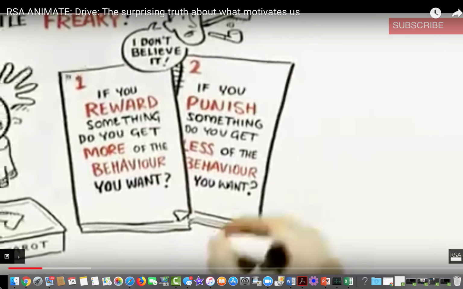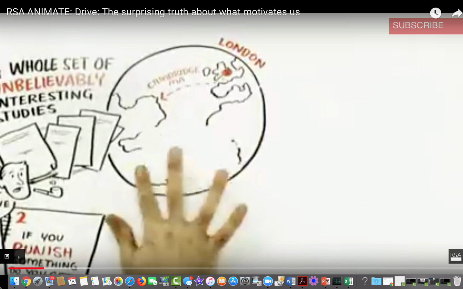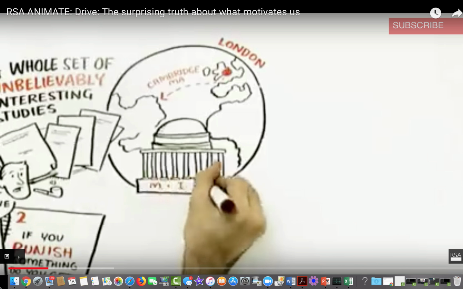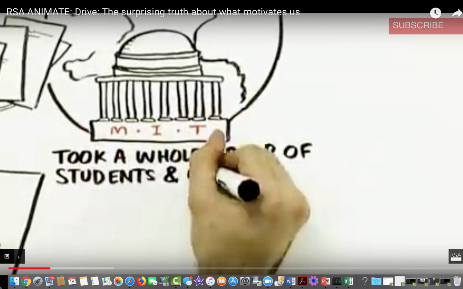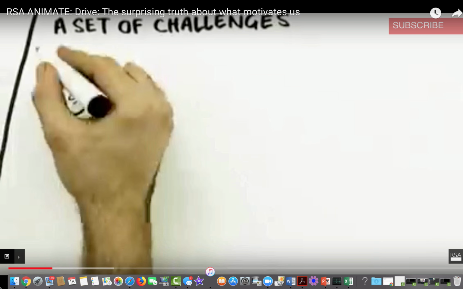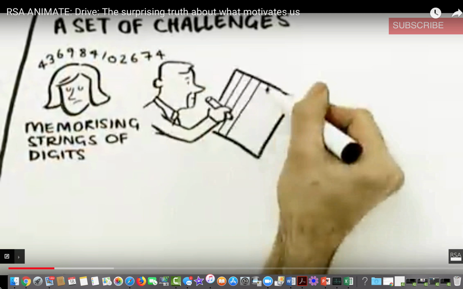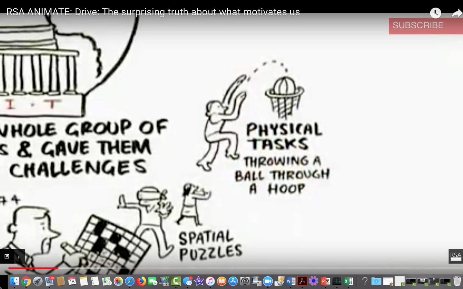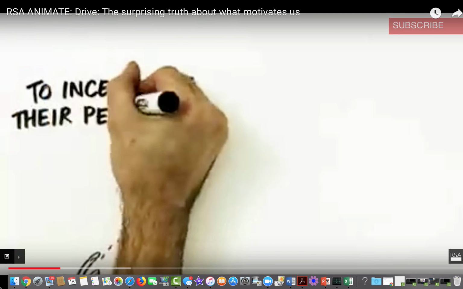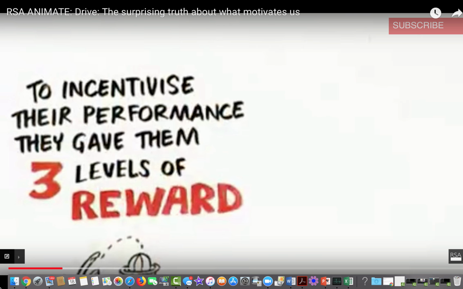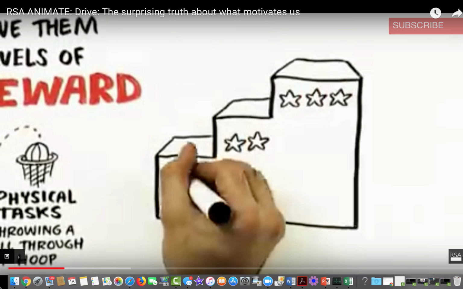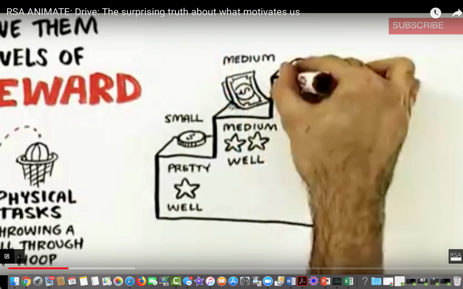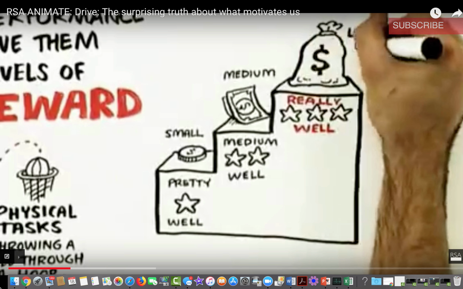So let's go from London to the mean streets of Cambridge, Massachusetts, in the northeastern part of the United States. And let's talk about a study done at MIT, Massachusetts Institute of Technology. Here's what they did. They took a whole group of students, and they gave them a set of challenges. Things like memorizing strings of digits, solving word puzzles, other kinds of spatial puzzles, even physical tasks like throwing a ball through a hoop. They gave them these challenges, and to incentivize their performance, they gave them 3 levels of rewards. If you did pretty well, you got a small monetary reward. If you did medium well, you got a medium monetary reward. And if you did really well, if you were one of the top performers, you got a large cash prize.